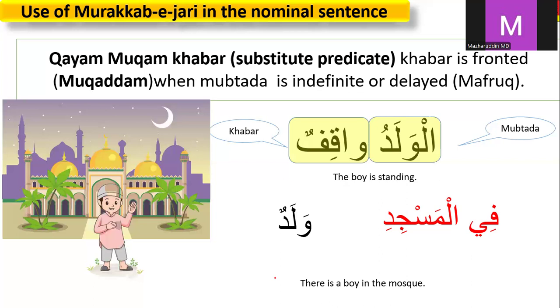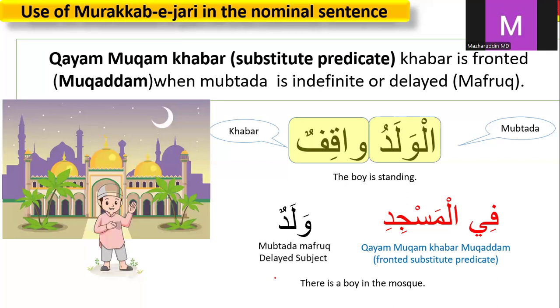So now we can call fil masjidi qayam muqam khabar muqaddam. Muqaddam means fronted. It comes before mubtada, and here mubtada is delayed, that is, we can call it mafruq, delayed subject. I hope it is clear for you people to understand. So we can merge and understand the places of murakkabe jari.